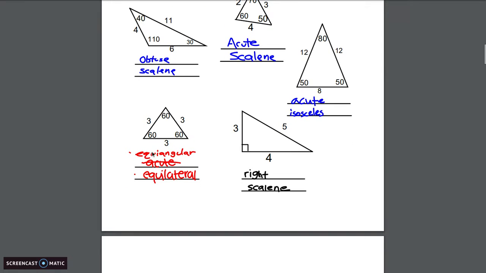So down here, apparently whoever made this messed up. It's equiangular, because they're all the same, all 60. And then equilateral because all of these sides are equal.